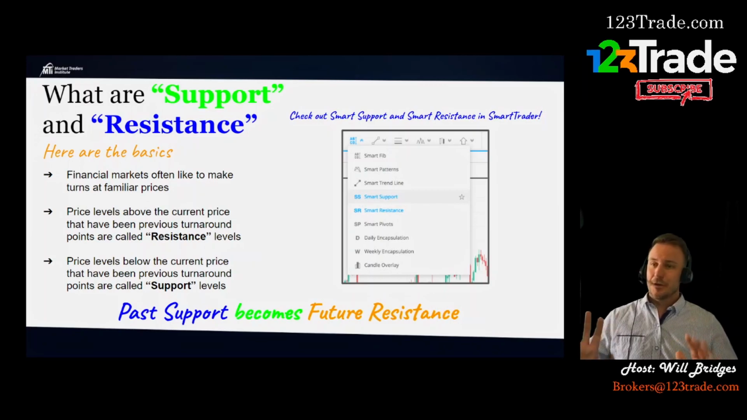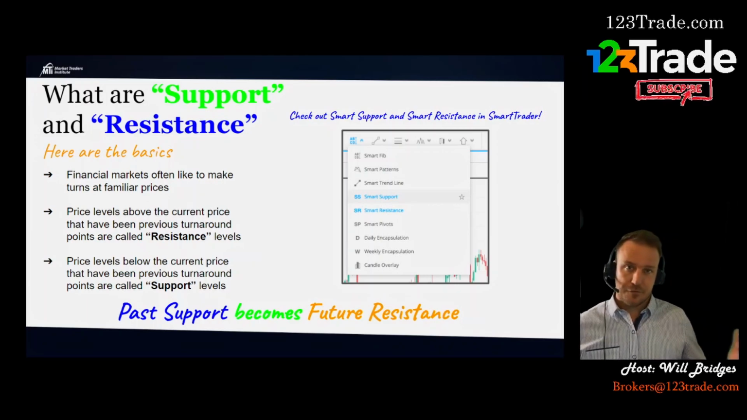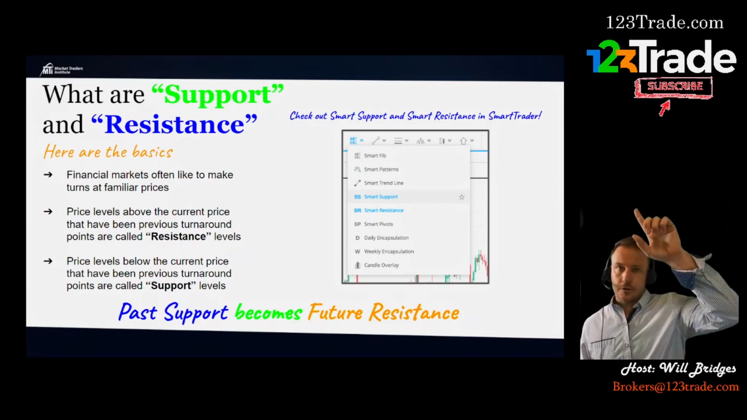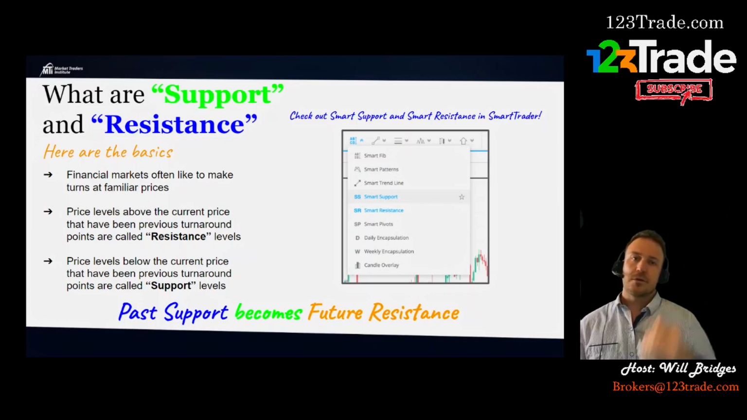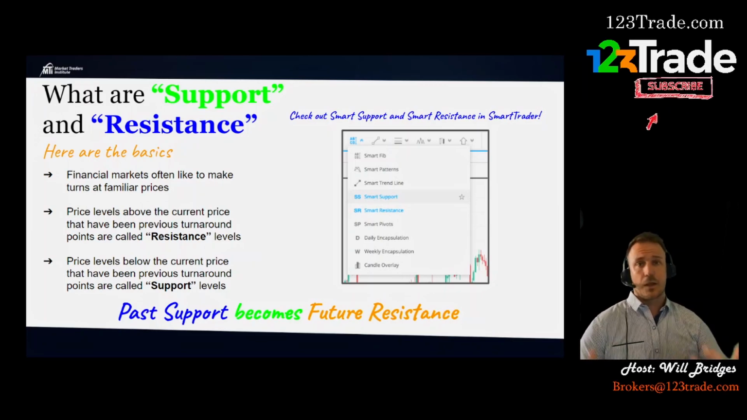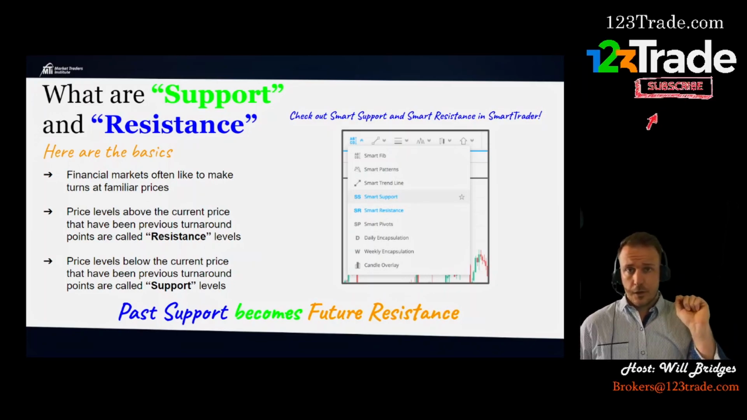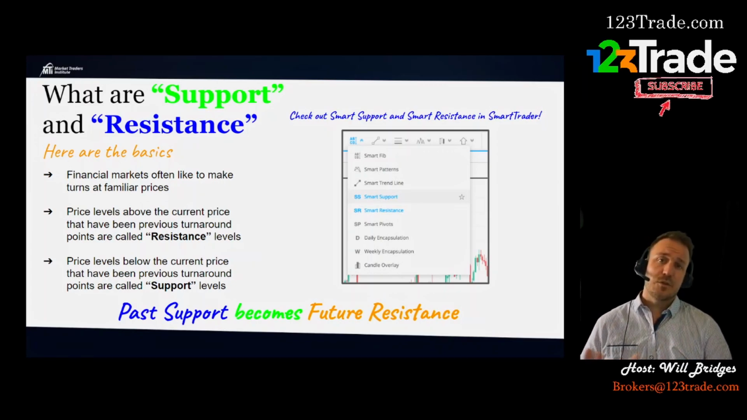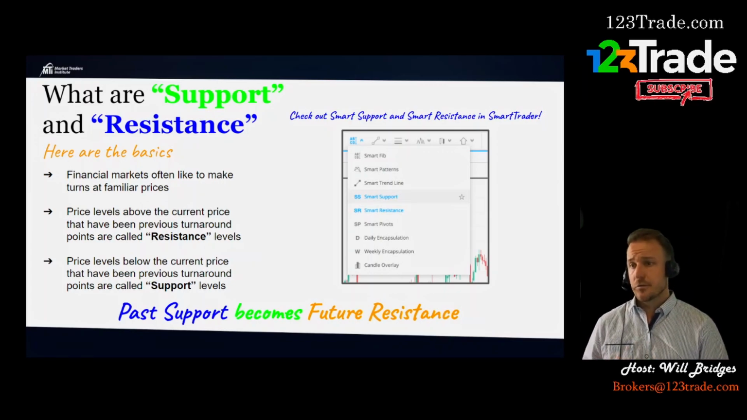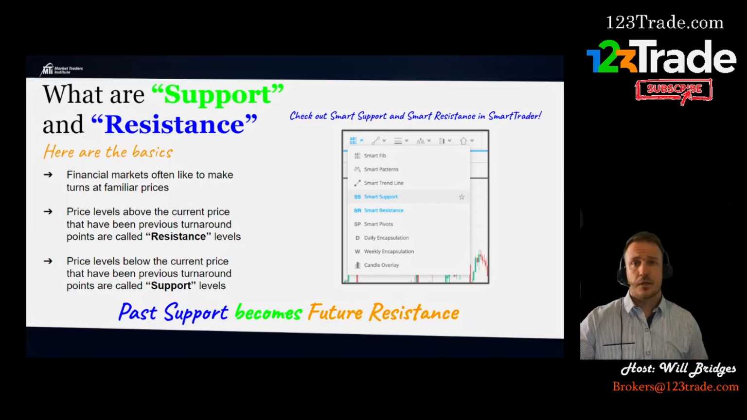Number one, financial markets like to make turns at familiar prices. That's just a fact. So you're often going to have a popular price. Maybe the market likes it when the EUR/USD is at 1.105. And I say the market likes it because it continues to return back to that price. It'll hit it, leave, hit it, leave. There are lots of places I can show that. I'm going to show this on a live chart later in this video. You are going to want to pay attention to everything in here because there are a lot of small things that you really shouldn't just miss for no good reason.